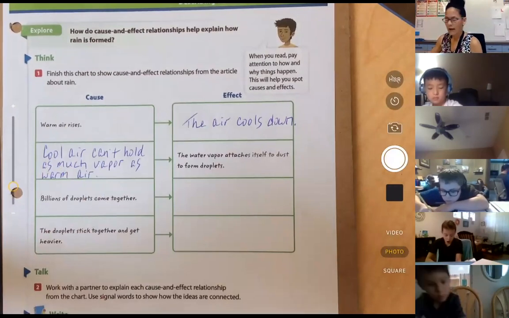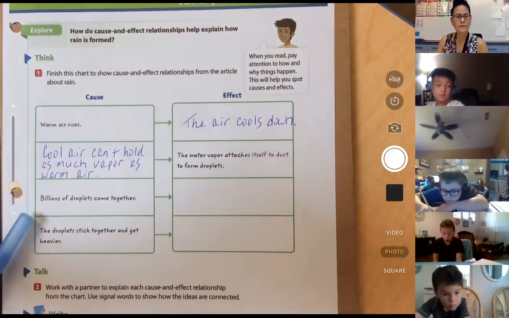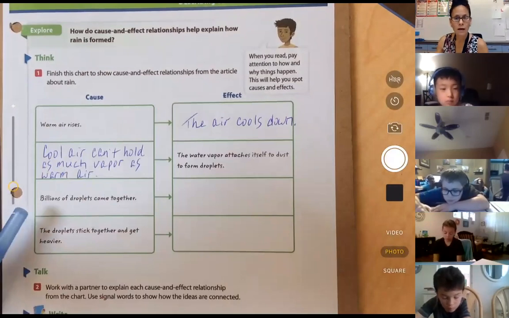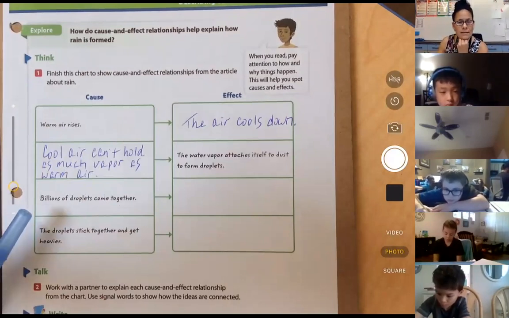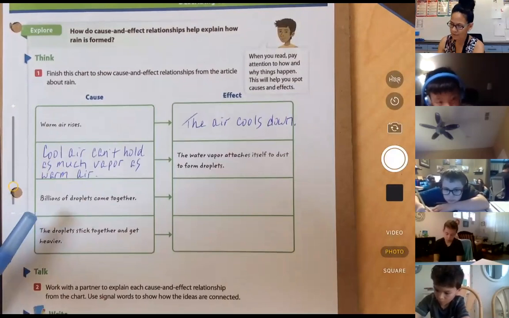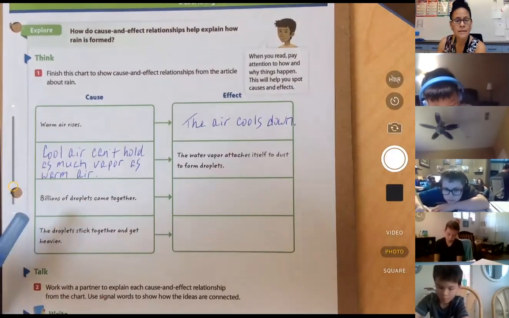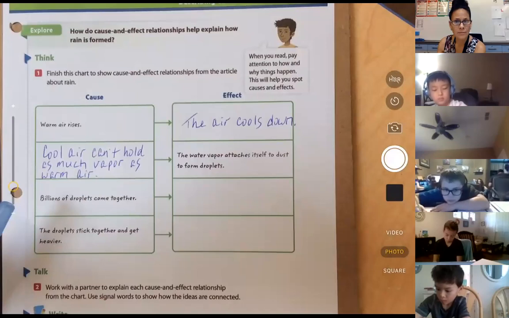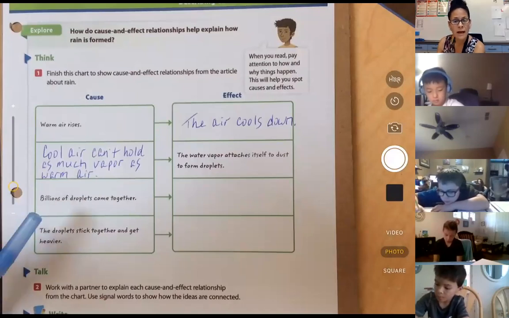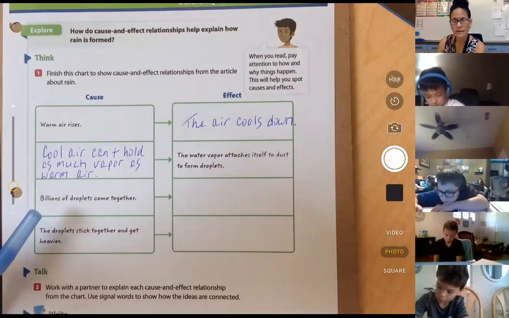All right, now going to this next one, next cause, billions of droplets come together. What happens as a result of that? As a result of that, a cloud is formed.